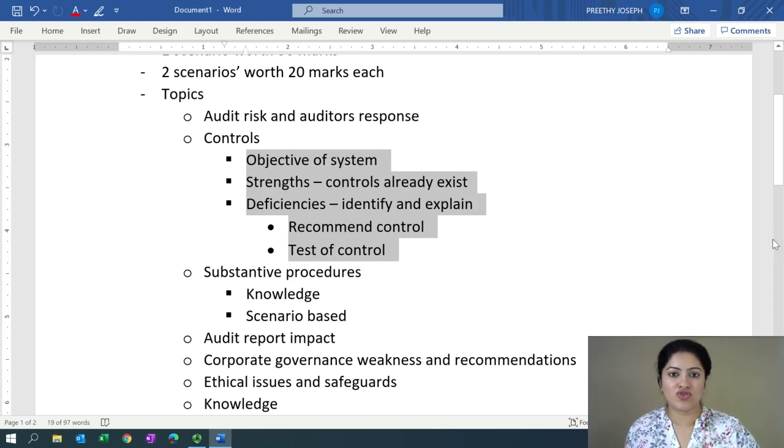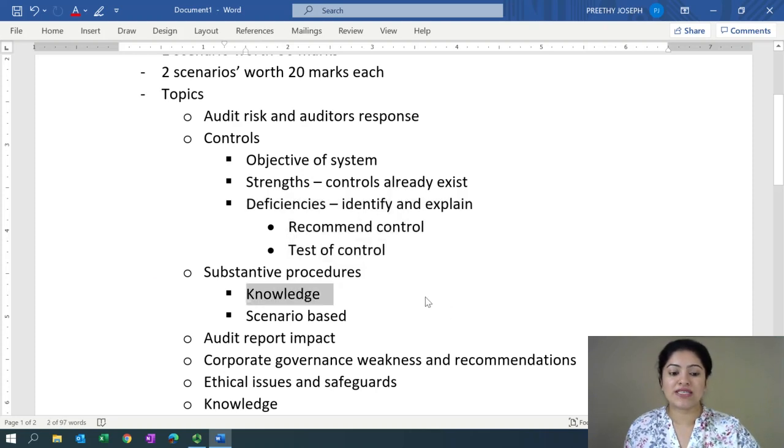And for each deficiency, you need to give a recommendation. For each recommendation of a control, you then need to describe a test of control. I can assure you that in the exam, the last 3 will definitely be there: identifying a deficiency, explaining it, giving a recommendation, and performing a test of control. The other 2 may or may not be there, but at least make sure you're comfortable with them if they do come in the exam.